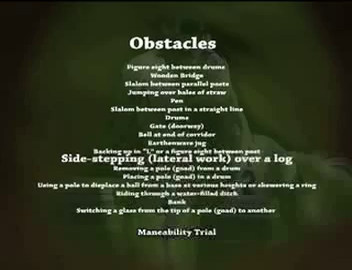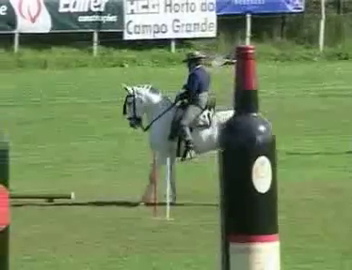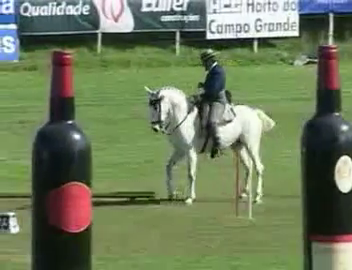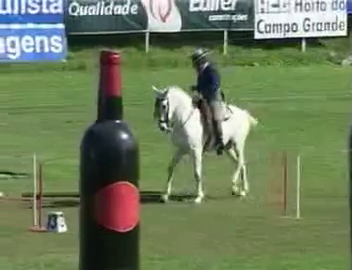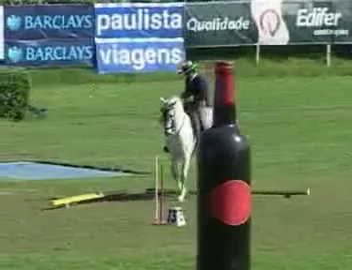Sidestepping, lateral work over a log. This obstacle consists of a 4 meter long log pole with a diameter of not more than 10 centimeters, positioned between 5 and 10 centimeters above ground level.